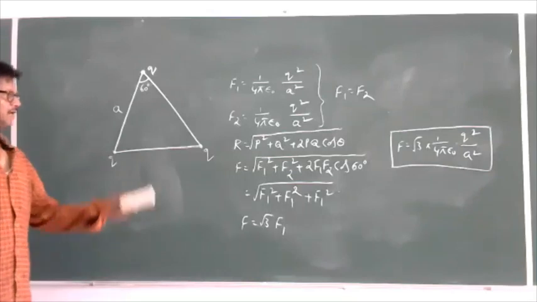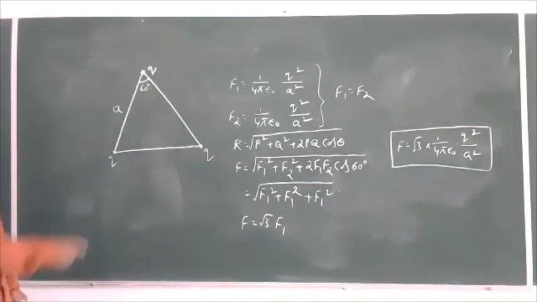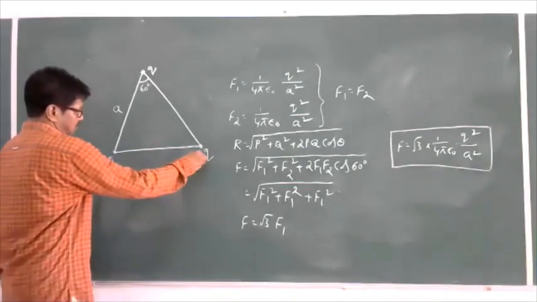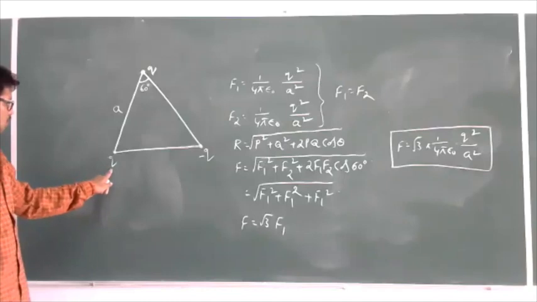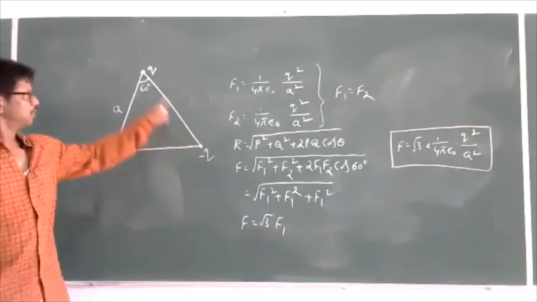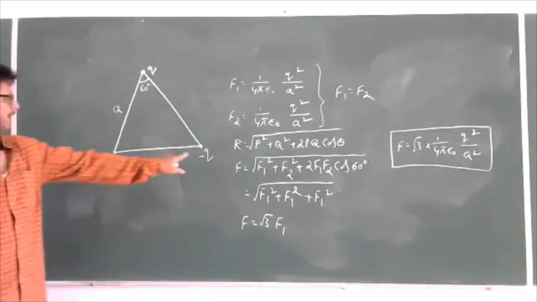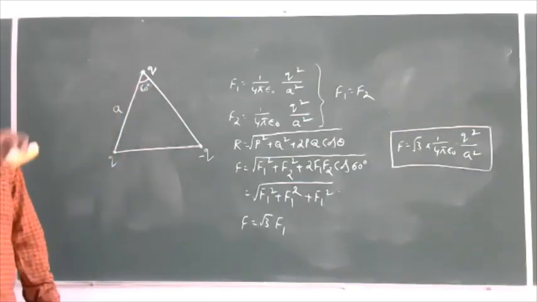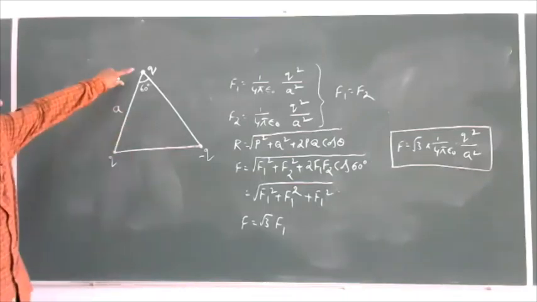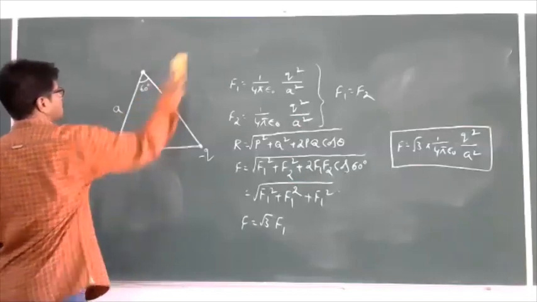Same equilateral triangle I am considering, but here the arrangement of charges is like this: Q, minus Q, plus Q. Then what is the net force acting here?